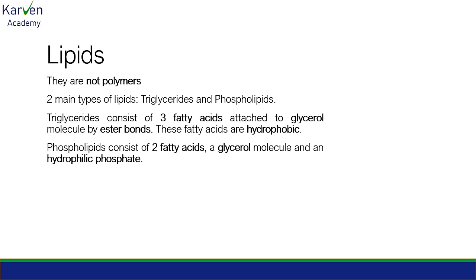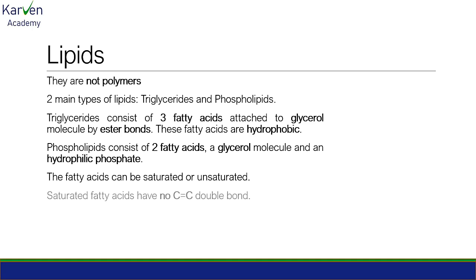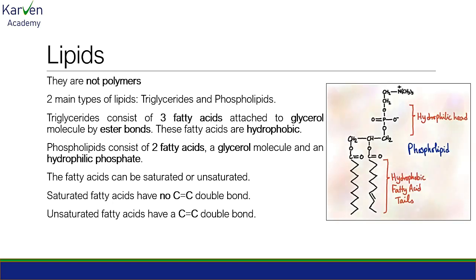Phospholipids contain two fatty acids, a glycerol molecule and a hydrophilic phosphate, and these fatty acids can be saturated or unsaturated, depending on their carbon-to-carbon double bond. Saturated fatty acids have no carbon-to-carbon double bond, while unsaturated fatty acids do have a carbon-to-carbon double bond. And this is the structure of a phospholipid. You do not need to know the full structure here. It is just for understanding purposes.